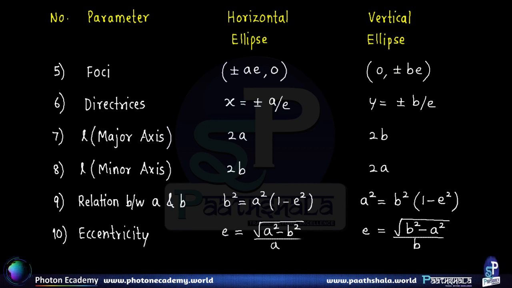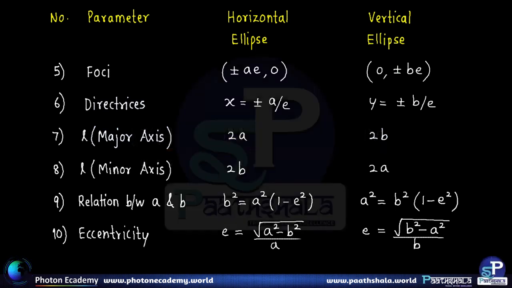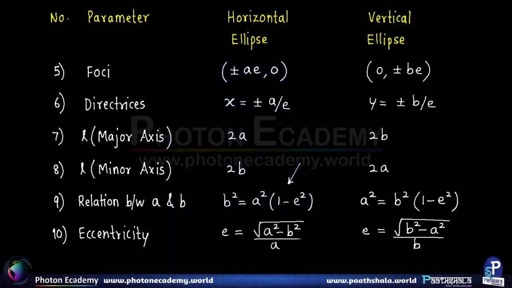Then major axis is 2A and minor axis is 2B for horizontal ellipse, and they get interchanged for the vertical orientation. So that is 2B and 2A respectively. Then next we have the relation between A and B, that is how the lengths of semi-major and semi-minor axis are related. So as we have seen in the derivation, the expression A square into 1 minus E square was called B square, so that's the relation between them. But in case of vertical ellipse, since A is less than B, A square and B square will merely interchange the positions. So therefore you have A square is equal to B square into 1 minus E square.